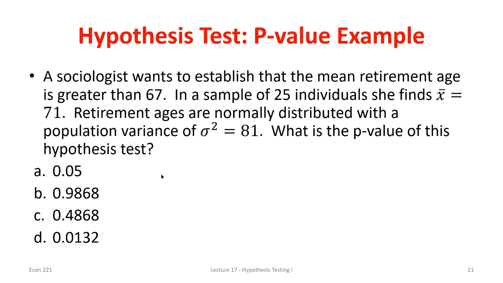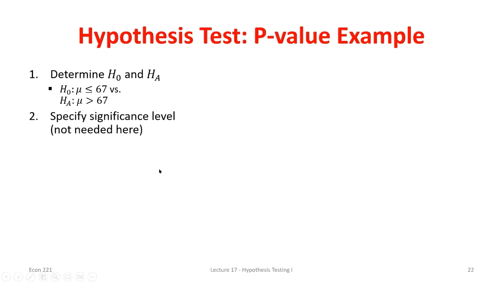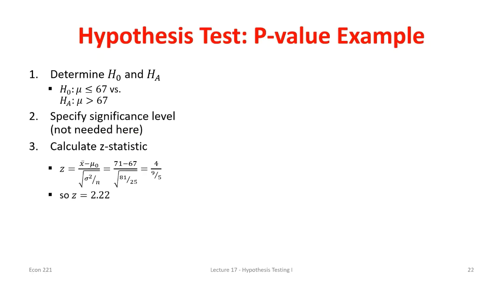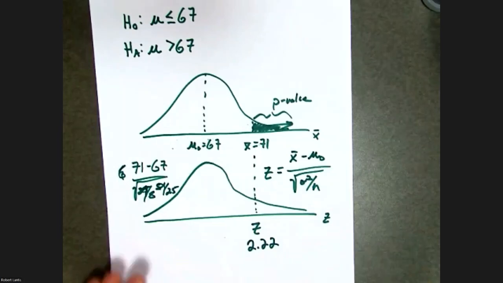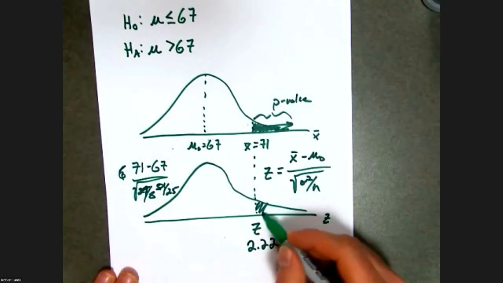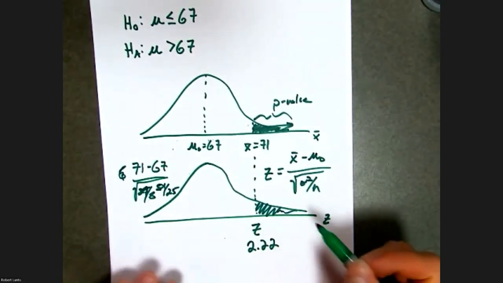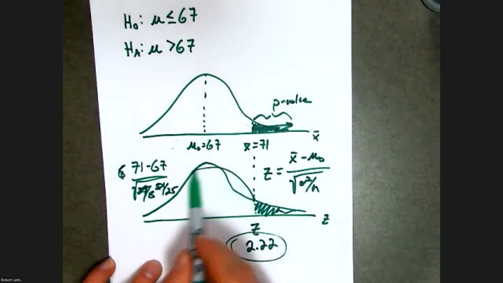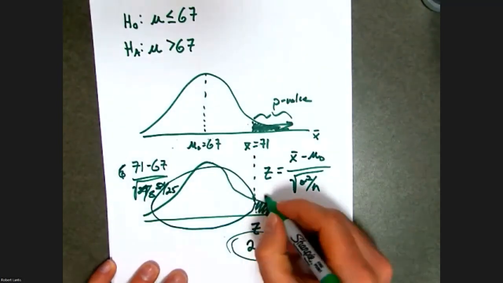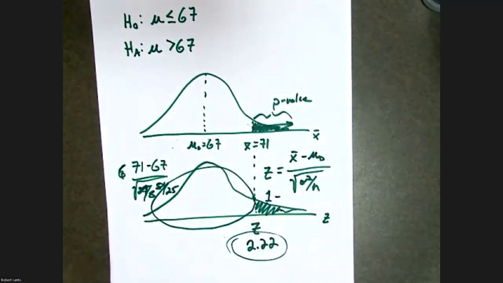I'm going to cheat and skip ahead here. So we've got our null and alternative. There we go, 2.22, okay? So we found a Z statistic of 2.22. We want the area to the right, so what we have to do is look this Z value up in the table. The table gives me the area to the left. If I want the area to the right, it's one minus that.